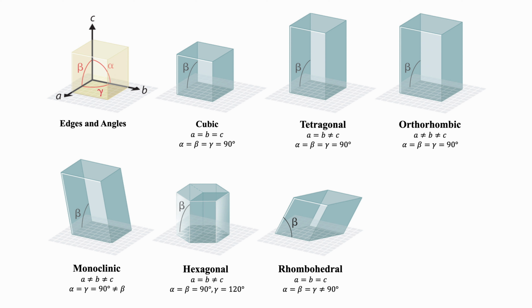Trigonal or rhombohedral. Now, this system is similar to the cubic but slightly distorted. None of the angles are exactly 90 degrees. Imagine a cube tilted along its axis so that its angles are no longer right angles, creating a rhombohedral shape.